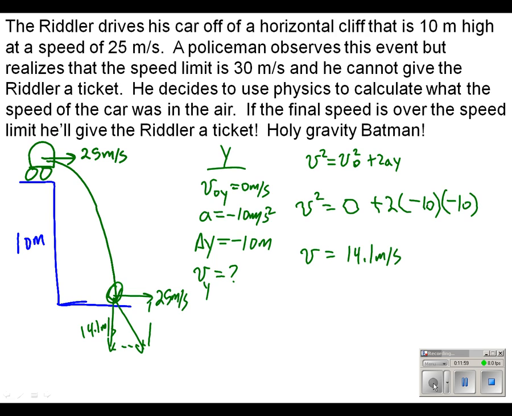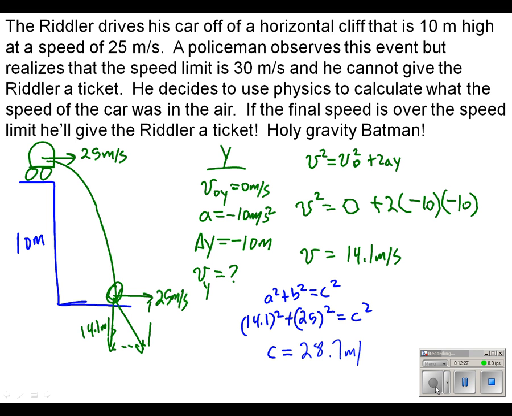And now we have to do the Pythagorean theorem, a squared plus b squared equals c squared. We plug in our values of 14.1 meters per second, squared, plus 25 meters per second, squared, equals c squared. And so c ends up equaling 28.7 meters per second. So unfortunately, we cannot give the Riddler a speeding ticket. He only reached 28.7 meters per second while in the air and did not hit the speed limit of 30.